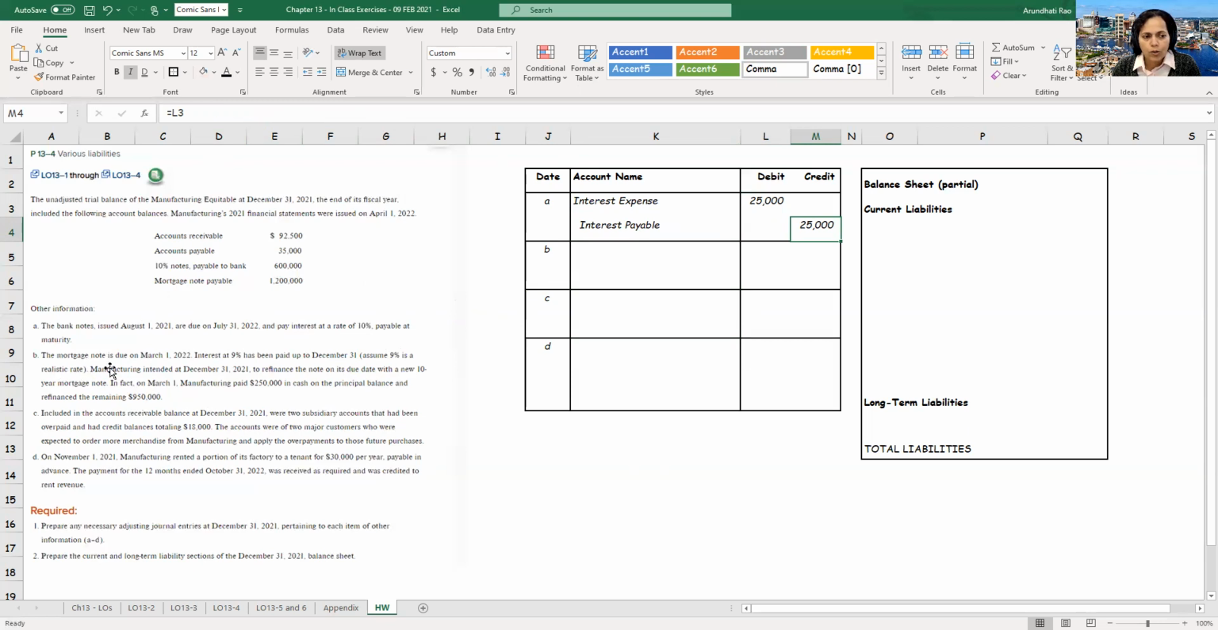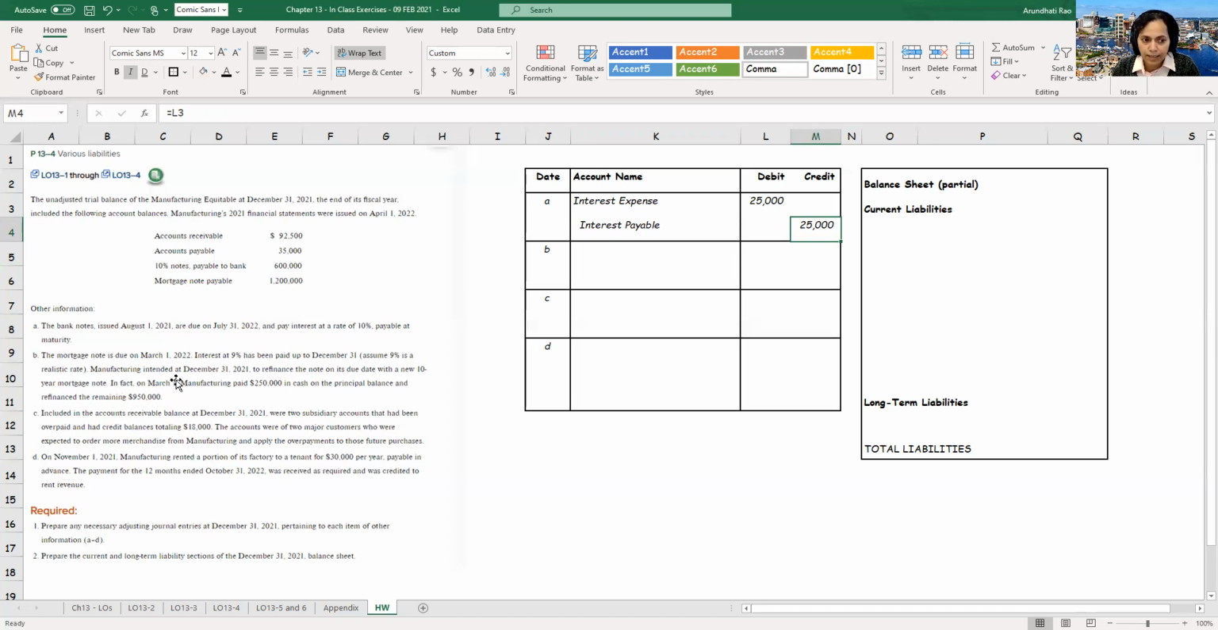The mortgage note is due on March 1st, 2022. This mortgage note payable is 1.2 million. It's due next year, which means in the balance sheet, I need to classify it as a current liability. Let's see what additional information is given. Interest is 9% that has been paid up to December 31st. So they're saying that the interest has been paid. I don't need to do any accrual entry. They're saying, and also that 9% is the realistic rate, so nothing else to be concerned there.